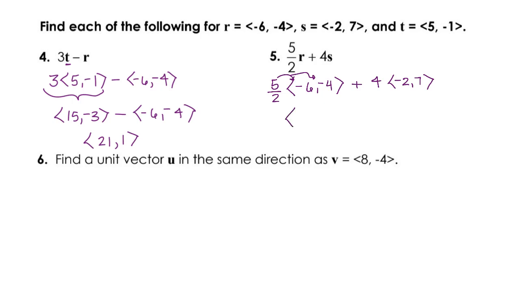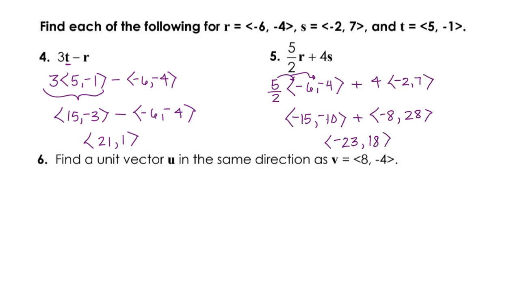Let's see, 2 cancels into 6, leaving 3, so -15. And then 5/2 times -4, that's going to give me -10. And then I'm adding to that -8 and 28. Finally we're going to have -15 minus 8, so I'm going to get -23, and -10 plus 28, so I'm going to get 18.